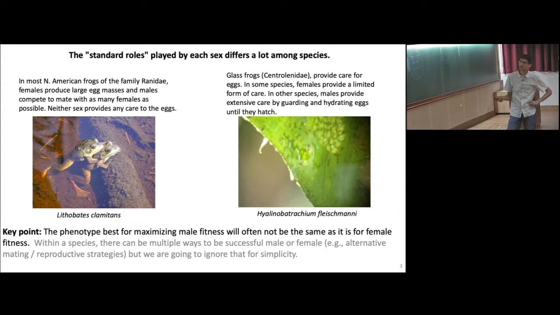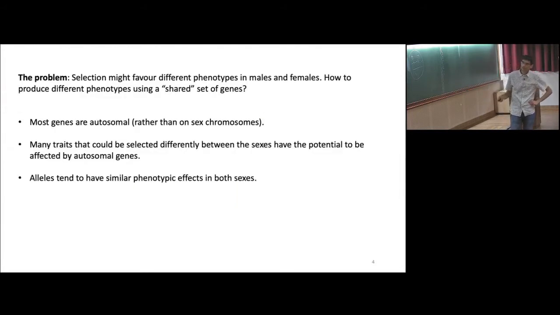But the key point for this whole idea is not what those roles are for males and females, but just that they're different from one another, right? That the phenotype that's best for maximizing male fitness will often not be the same as what it is for maximizing female fitness. And it's also worth saying, although I'm not going to talk about it, that within a single species, there may well be multiple ways to be a successful male or a successful female. But for simplicity, I'm going to ignore that, and we're just going to say there's one way to be the best kind of male and one way to be the best kind of female, and they're different from each other. Okay, so here's really the problem.